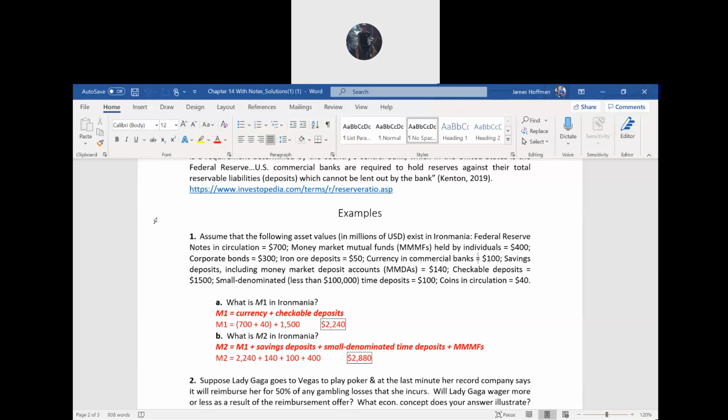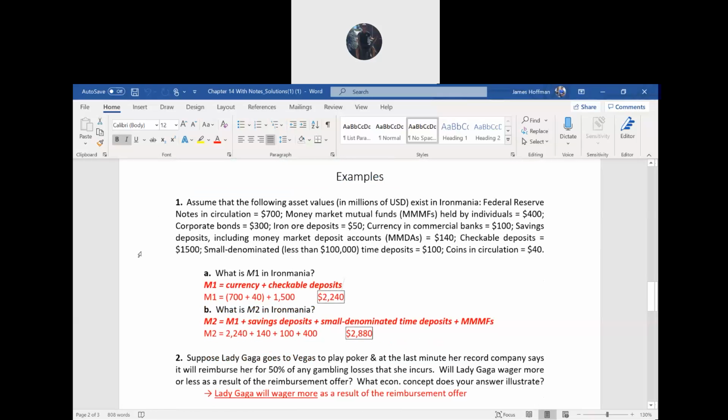Currency in commercial banks, 100. Savings deposits, 140. Checkable deposits, 1,500. Small time deposits, 100. And then coins in circulation, 40. So let's use that description of items to calculate what is M1 in Iron Mania. Remember, M1 is just currency plus checkable deposits. So start with that.